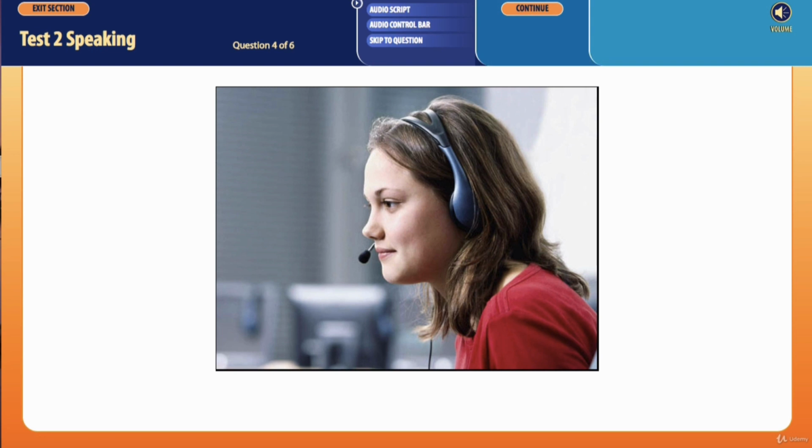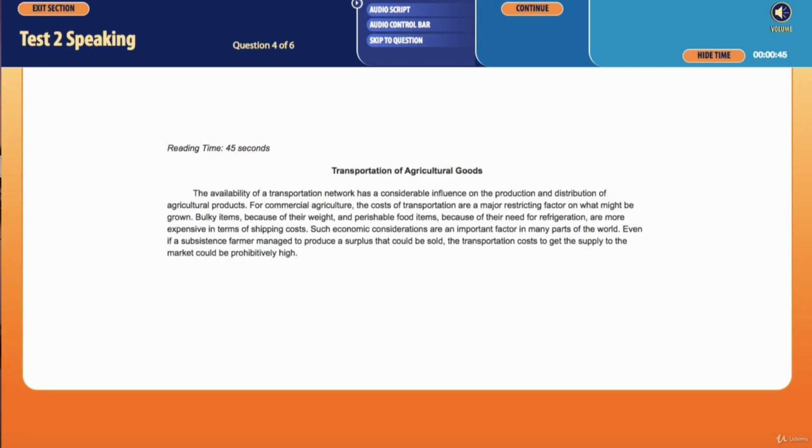In this question, you will read a short passage on an academic subject and then listen to part of a lecture on the same topic. You will then answer a question using information from both the reading passage and the lecture. After you hear the question, you will have 30 seconds to prepare your response and 60 seconds to speak. Read the passage about the transportation of agricultural goods. You have 45 seconds to read the passage. Begin reading now.